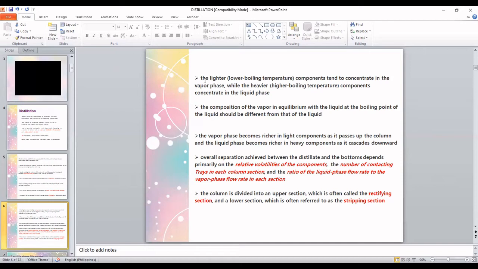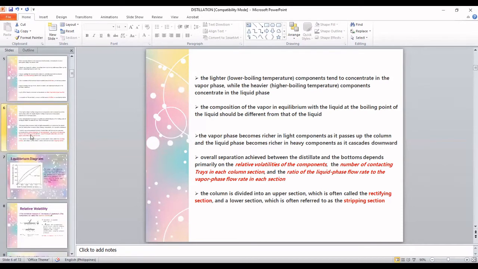And speaking of the sections of your column, our distillation column is divided into two sections. We have the rectifying section, or the enriching section, and we have the stripping section. The upper section is the rectifying or enriching section, whereas the bottom is what we call the stripping section. You will see it later when we have the graphical representation of our distillation column, when we determine the number of stages, and correspondingly how tall our column would be.